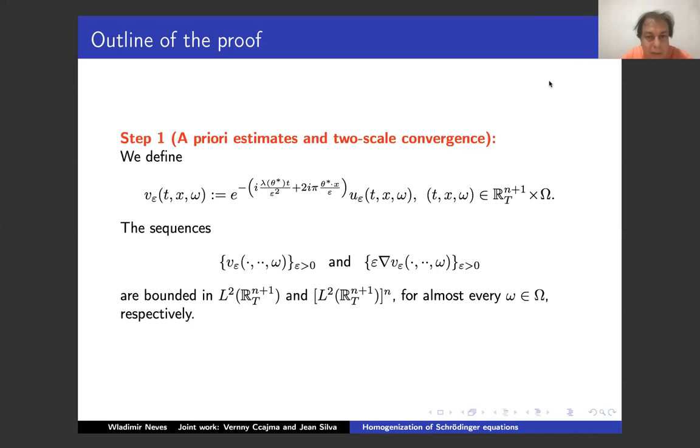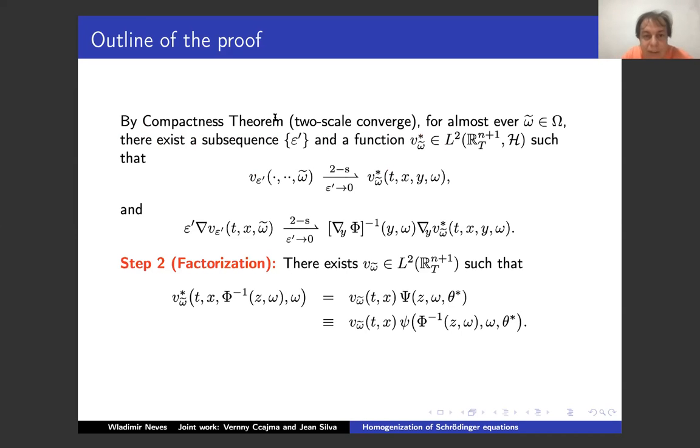You have almost a little bit more than 15 minutes, so let's give you just a sketch of the proof. Step one is an a priori estimate in two-scale convergence. We get the a priori estimate for V epsilon from the estimates for U epsilon, as I showed before. By the compactness theorem for two-scale convergence, for omega tilde fixed, this V epsilon converges to this function. We put here a V star because at this point V star depends on t, x, y, the oscillatory variable, and omega. But in fact, using the factorization idea, we could show that this V star is a V which depends just on t and x, multiplied by your eigenfunction, which depends on omega.